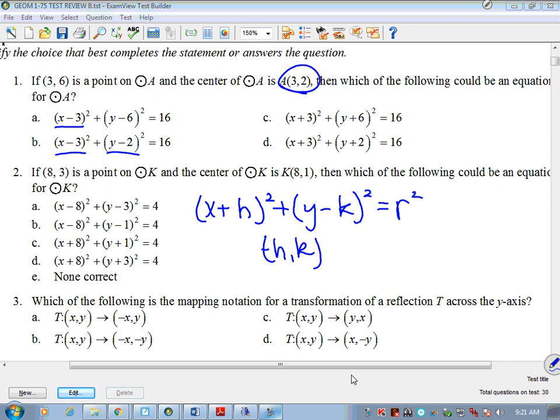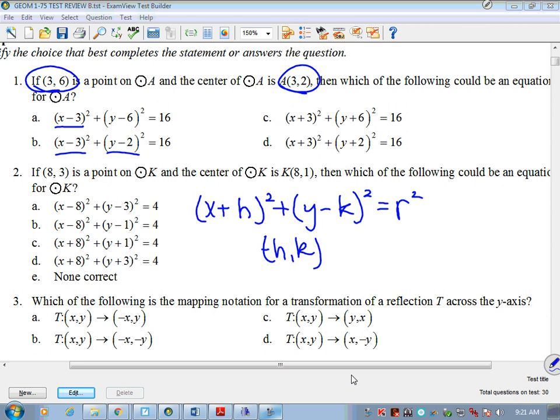I noticed that they get 16 on all of these, but what if I pulled something tricky and I didn't give you any multiple choice options? What if I said you had to write in your box the equation of the circle based upon this information with no clues? How would I find the radius of this? Distance from what to what? The center to the outside point. It says 3, 6 is a point on circle A, which means it's on the outside.